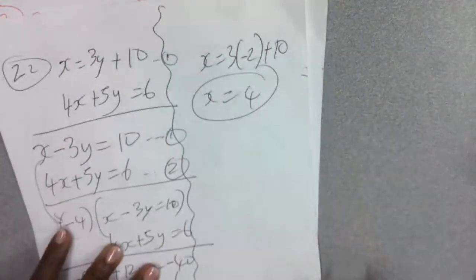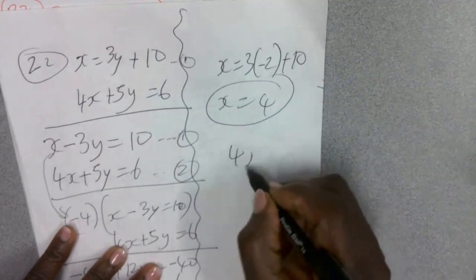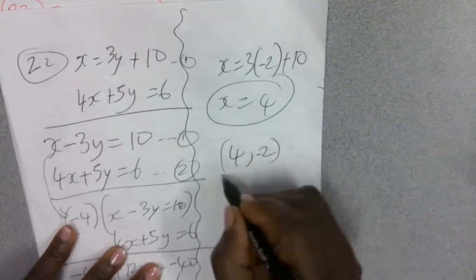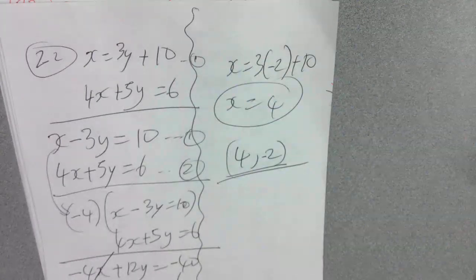Now I can write the solution in parentheses. You have to write the solution in point form. So (4, -2). Therefore, the solution of the system by elimination method is (4, -2). The solution of the system by substitution method is (4, -2). The solution of the system by graphical method is (4, -2). Is that clear? It must be the same answer. It doesn't matter the method you use.